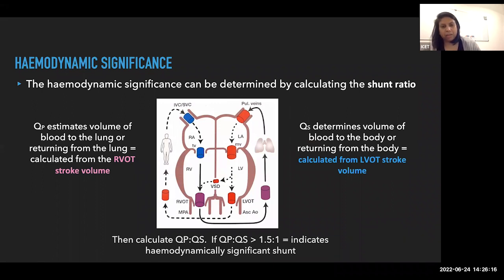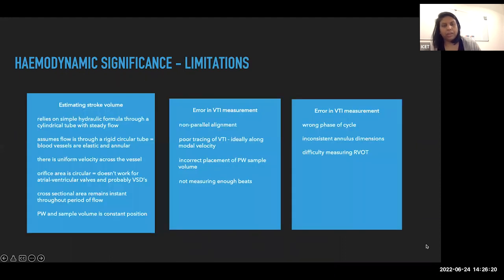The problem with this method is that there are a lot of limitations. Like every measurement that you do with echo and Doppler, there's going to be a degree of error. In terms of estimating the stroke volume, getting the right VTI measurement and the error associated with the VTI measurement, these can be additive and they can snowball and you're not actually getting a reasonable and accurate number. I haven't seen many VSDs, but I think it would be challenging to get a reasonably accurate idea from the shunt ratio whether or not a shunt is hemodynamically significant, but it is something that you can consider doing.